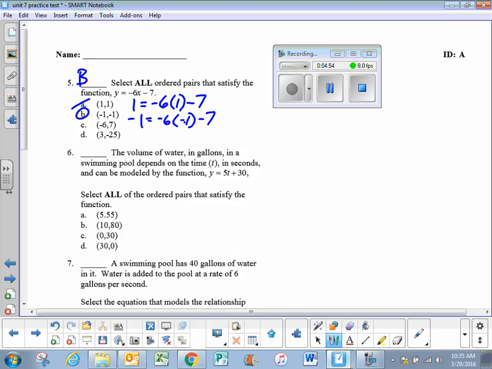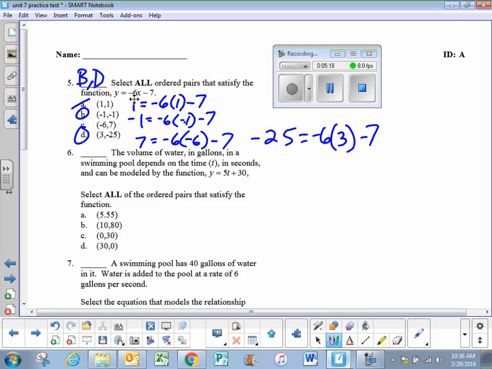So that would be on the line y equals -6x minus 7, because it's a solution. Okay? How about this one? Does 7 equal -6 times negative 6 minus 7? Not even close. And then does negative 25 equal negative 6 times 3, which is negative 18, minus 7? It does. B and D.